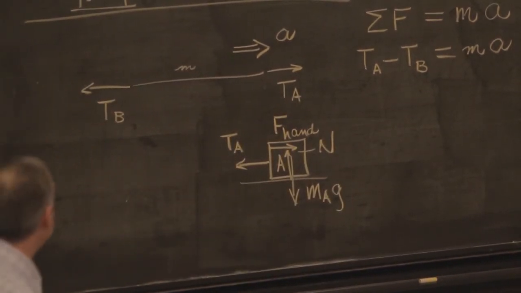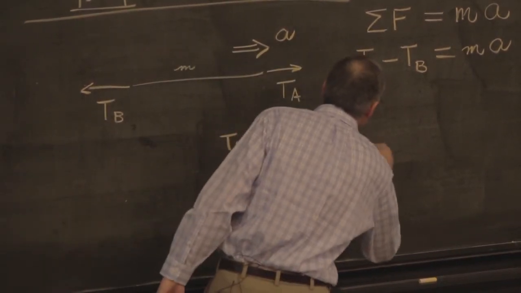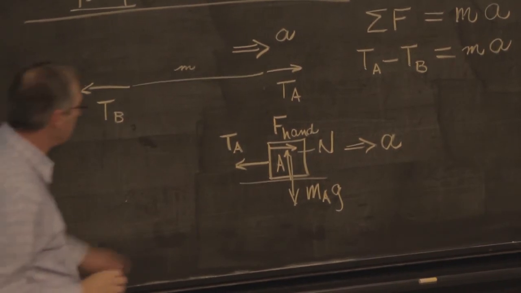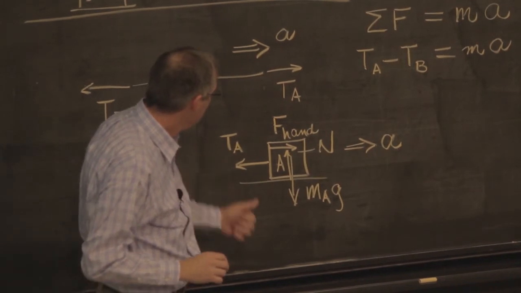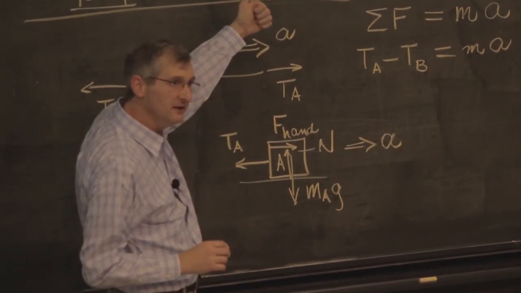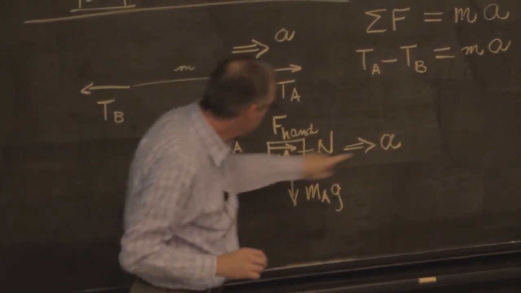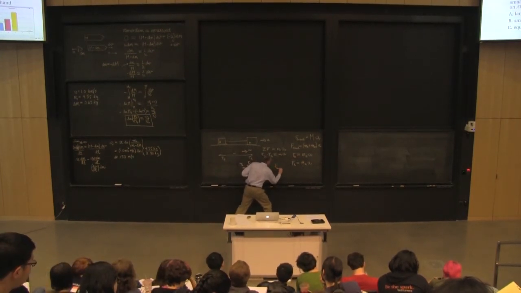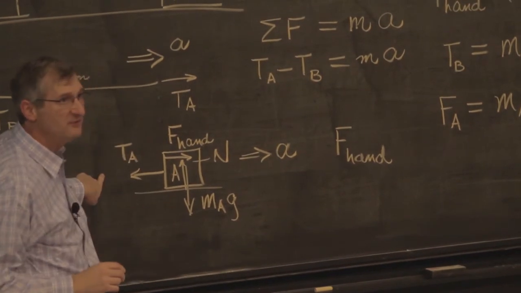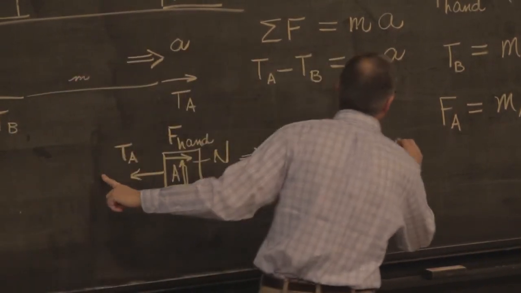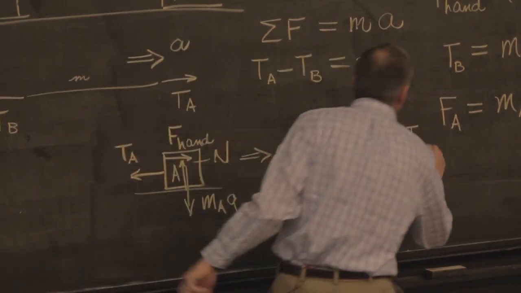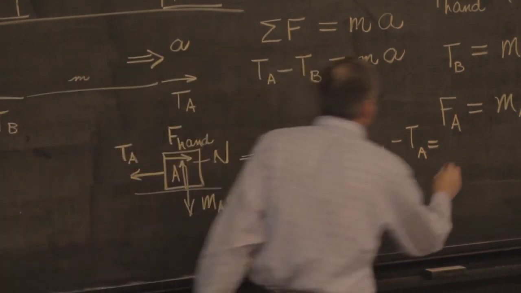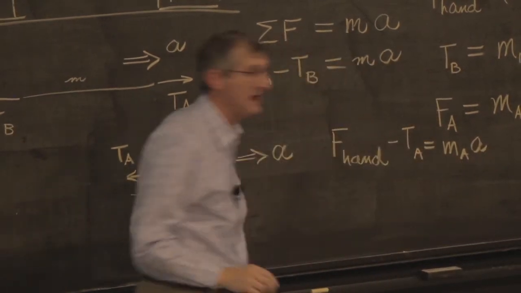Up. Okay? So in the direction I have chosen for the acceleration, I project all the forces on that direction. I don't have to worry about this one, it's perpendicular. I don't have to worry about that one, it's perpendicular. In this direction, I have only the force of the hand. That one's backwards. It's going to the left. I have to pay attention to the direction. Minus TA. That must be equal to the mass, mA, times the acceleration.